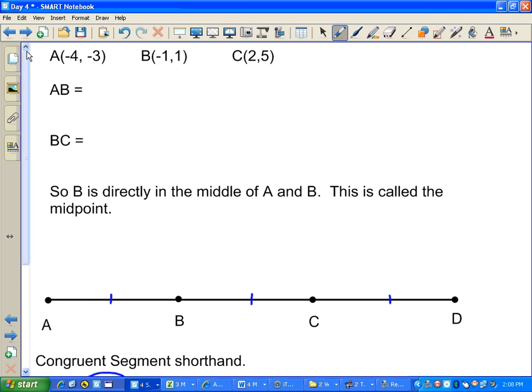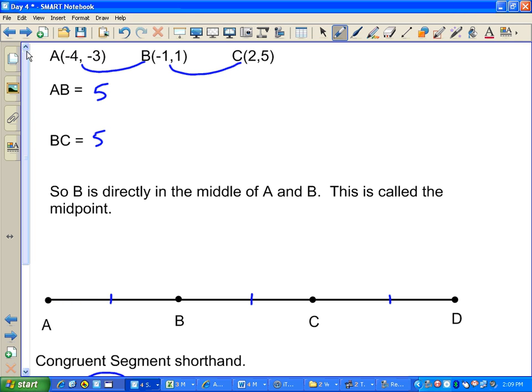Well, there's 2 ways I could do it. I could use the distance formula here, find out that distance. It would turn out to be 5. I could find this distance, find out that that's 5. So that would show me that, as long as these are collinear points, B would be in the middle, because it's the same distance from A as it is from C.